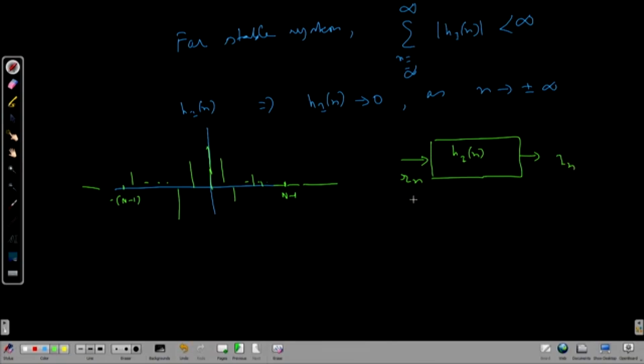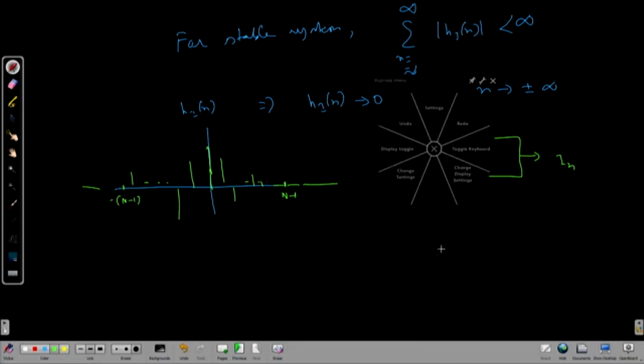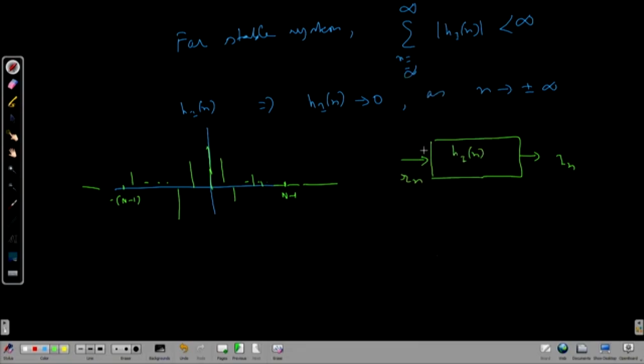But the problem is, if I have to run it in real time, I will require future symbols because of this non-causality. To get rid of this, what I can do is, suppose instead of H_I(z), I construct a filter that is not H_I(z), but z to the power minus (N minus 1) times H_I(z).